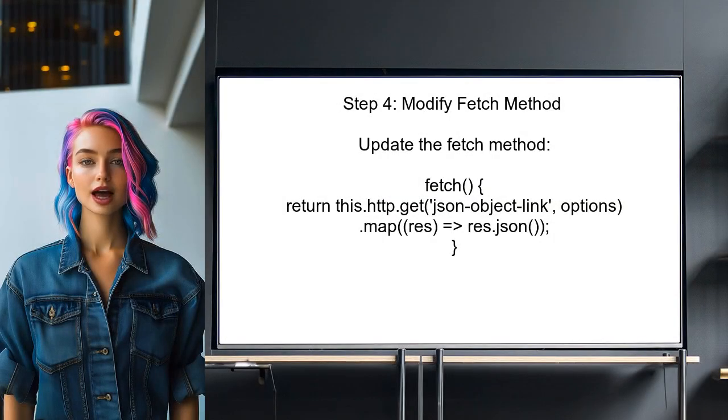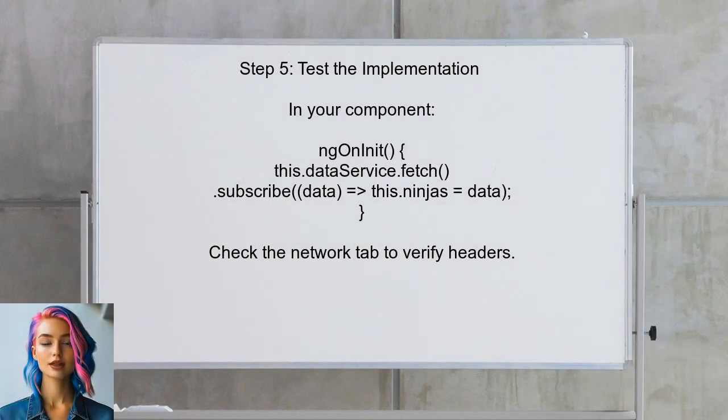Now, the user can modify the fetch method to include the request options when making the HTTP request. This ensures the headers are sent along with the request. Finally, the user should test the implementation by calling the fetch method in the component and checking if the headers are correctly sent with the request.